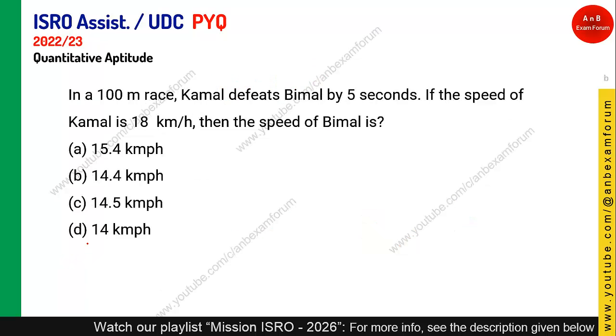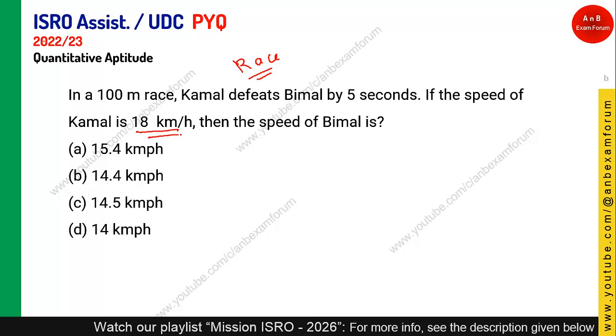Okay, let's see the next question. In a 100 meter race, Kamal defeat Bimal by 5 seconds. If the speed of Kamal is 18 kilometer per hour, the speed of Bimal is what? So this question is from speed and distance, and the topic is race. First you need to be very cautious about solving this question.